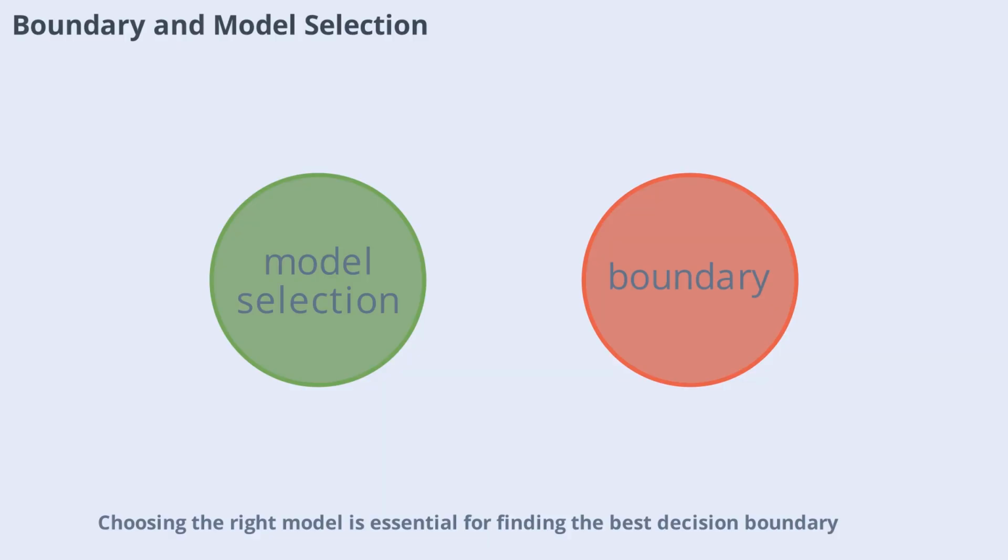Choosing the right model is essential for finding the best decision boundary. Different algorithms create different boundaries, so it's important to experiment and compare results. The best model balances accuracy and simplicity.